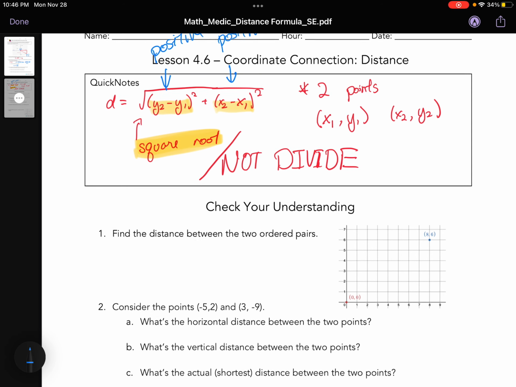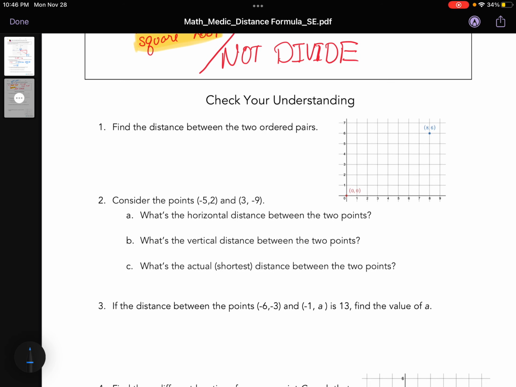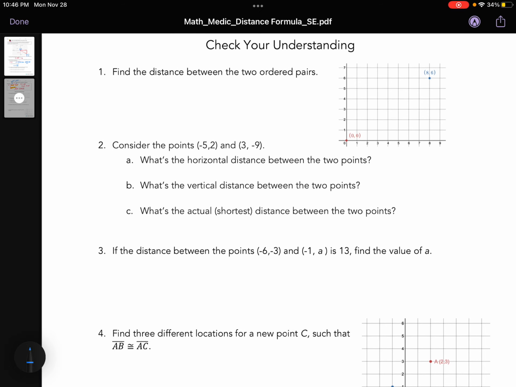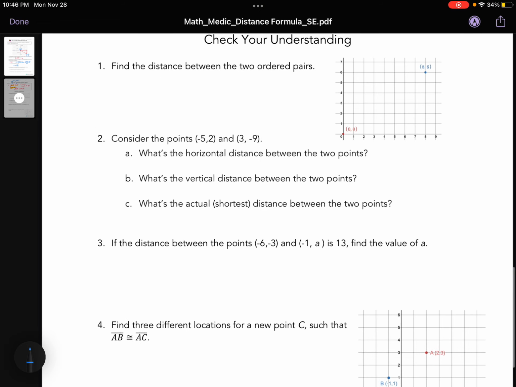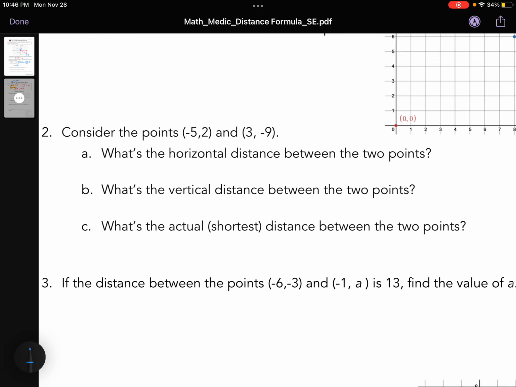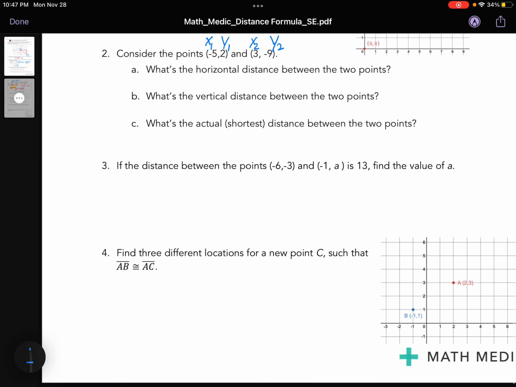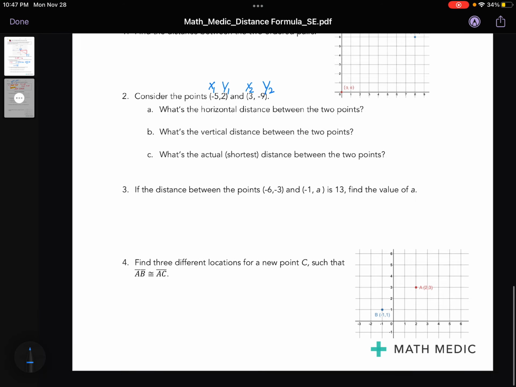Now for your check your understanding, this is on you. All you have to do is find the distances on these questions. Make sure you label the points, for instance, x1, y1, x2, y2. Same thing for 4. Should be very simple.